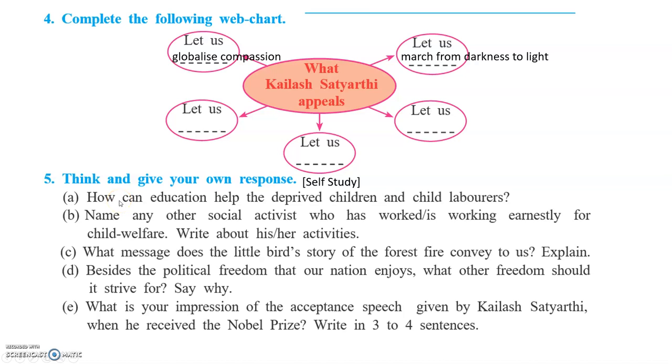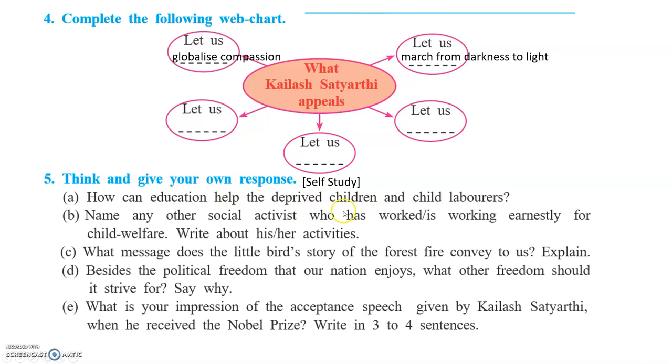Now, what I am going to do now is just explain the questions to you, but you're going to write it on your own, in your notebooks, okay? So, please write these questions in your notebook. I can just help you now with how you're going to write it. Now, how can education help the deprived children and child laborers? Now, you are receiving education, right? Now, how is it going to help the deprived children?